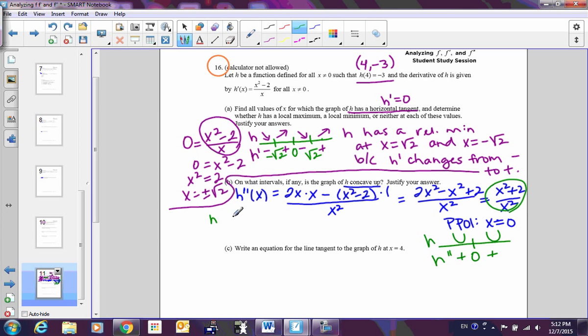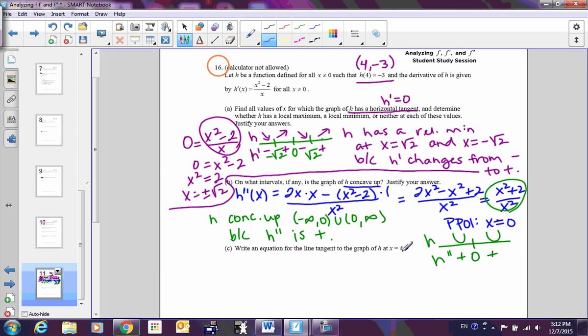So h is actually concave up, not everywhere. From -infinity to 0 and from 0 to infinity. We had to skip over 0. Why? Because h double prime is positive away from 0, but at 0, h double prime is 0, so that's why I can't include it.